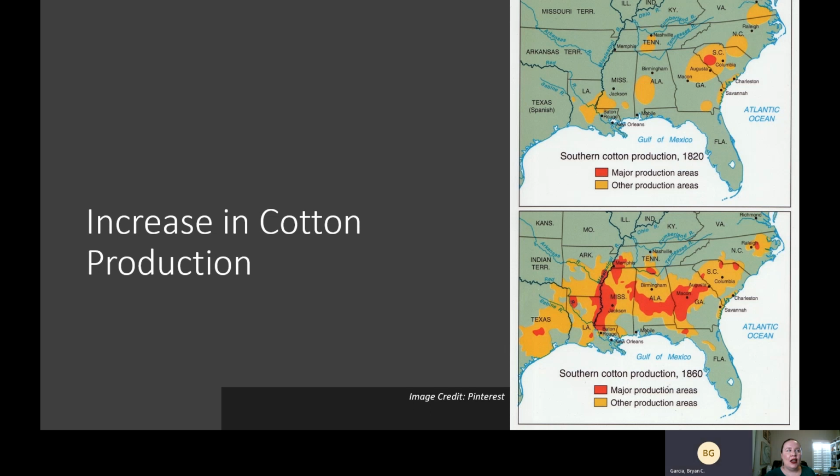Yeah. So cotton is in demand. Southerners are trying to meet the demand for cotton by northern factories, and they're finding this land to be much more suitable to cotton production. It's not exhausted by 200 years of tobacco cultivation, and this land is now available to them after treaties with Native Americans following the War of 1812.